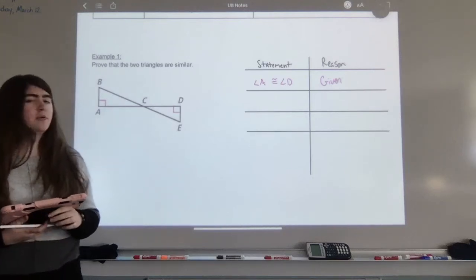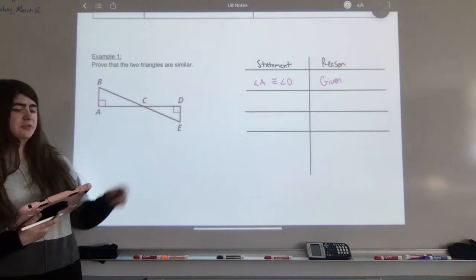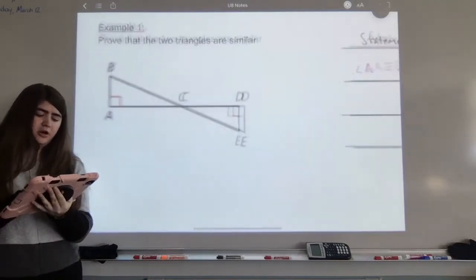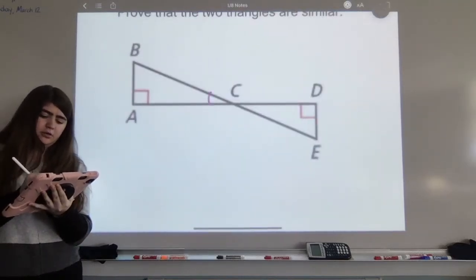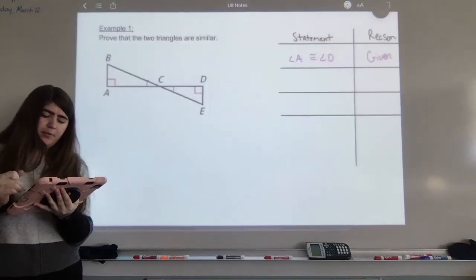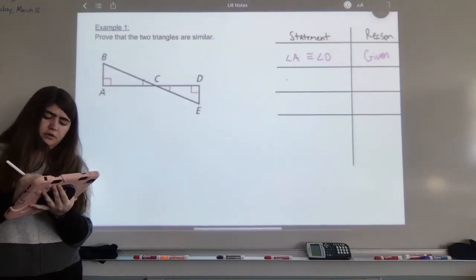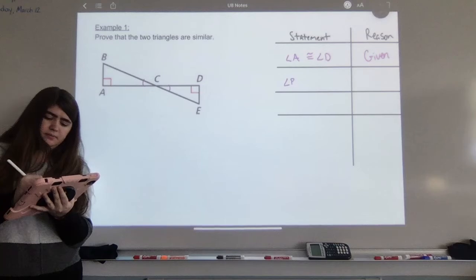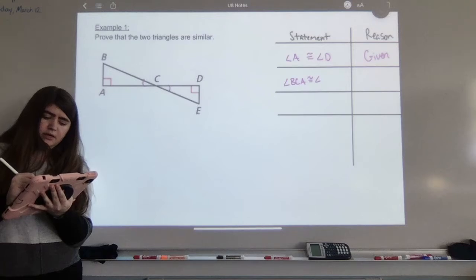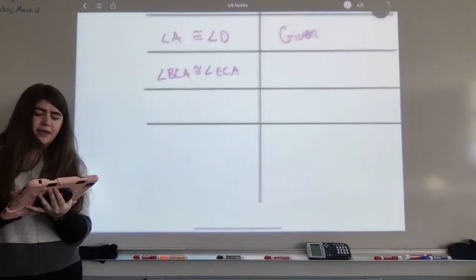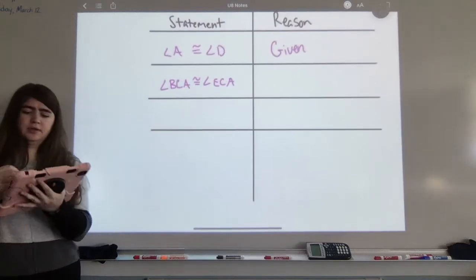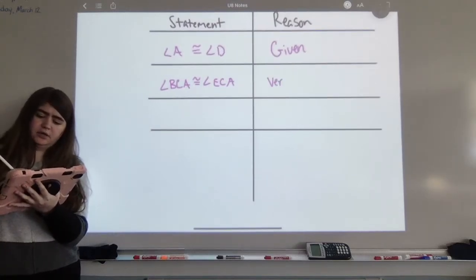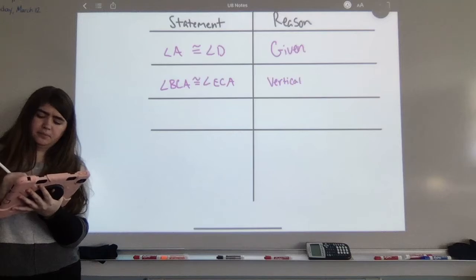Next, I already acknowledged that I have vertical angles here. So I'm going to draw that into my picture that these are congruent. And in my proof, I'm going to say that angle BCA, making sure that the vertex is in the center, is congruent to angle ECA. And we know that those are congruent by the vertical angles theorem.